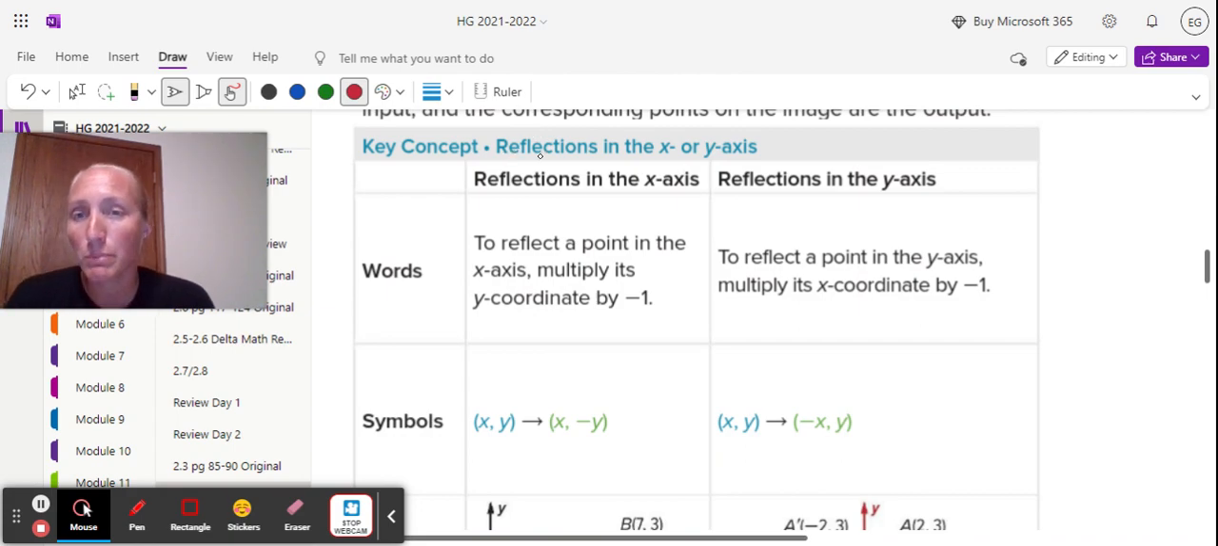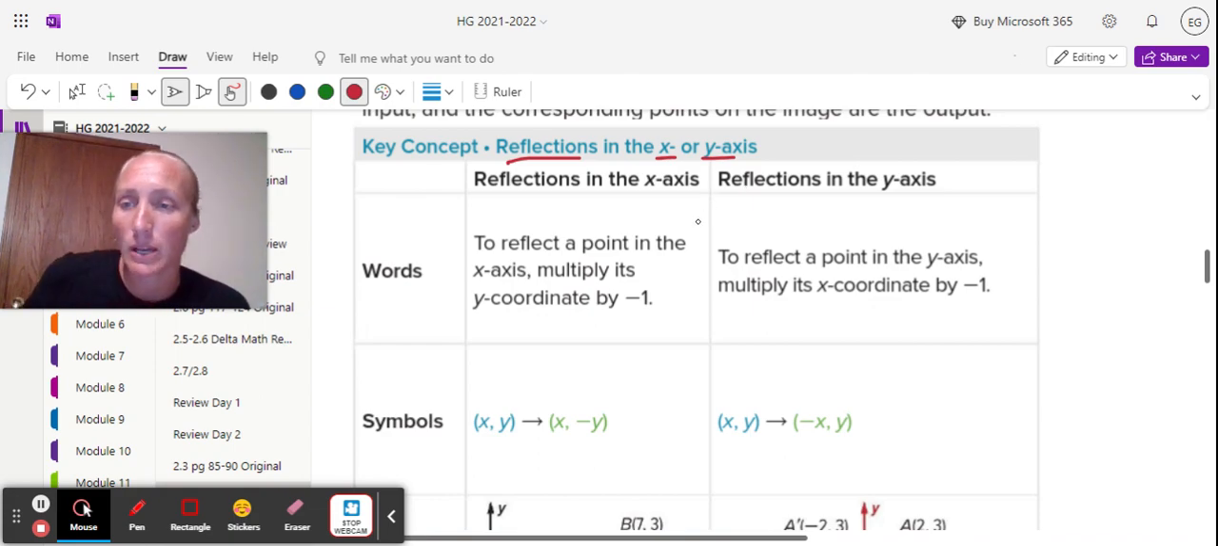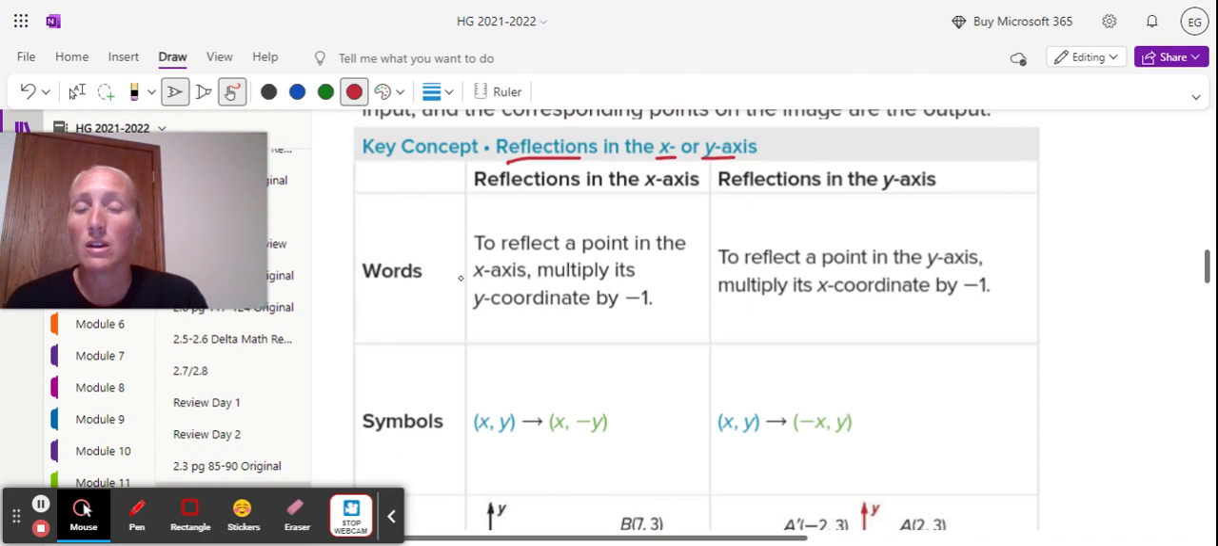Specifically and simplified, we're going to look at reflections in the x and the y-axis. Now it does get more complicated later on, not quite yet. Okay, so we're going to reflect in the x-axis. If we reflect in the x-axis, we're going to multiply the y-coordinate by -1.